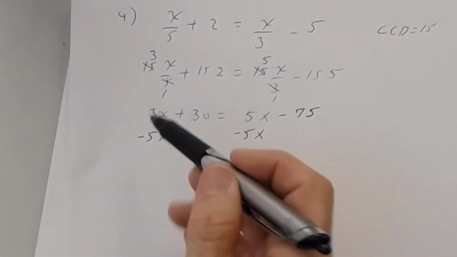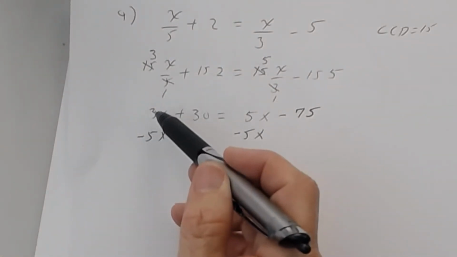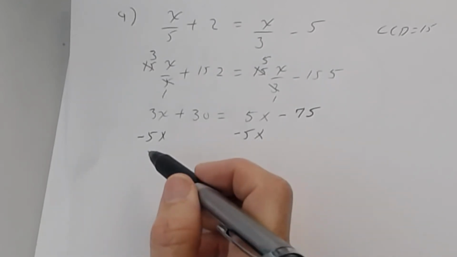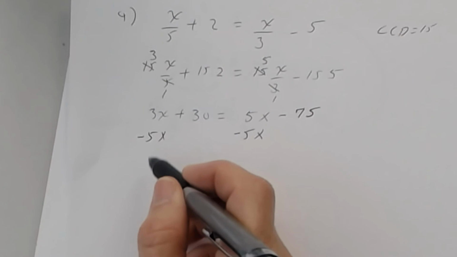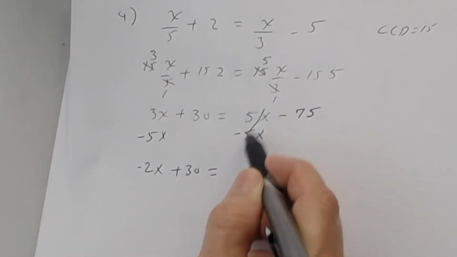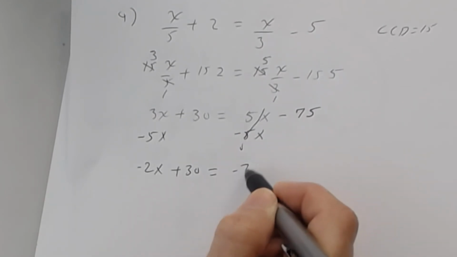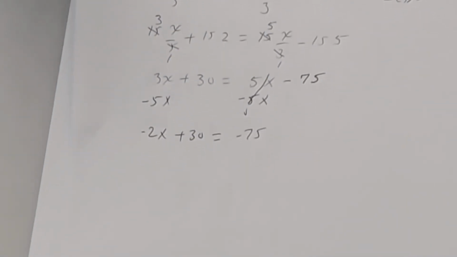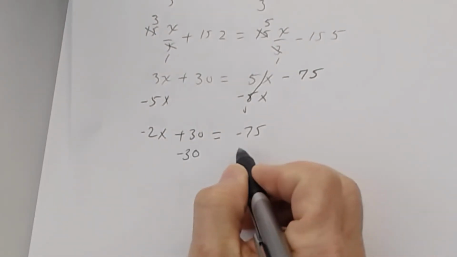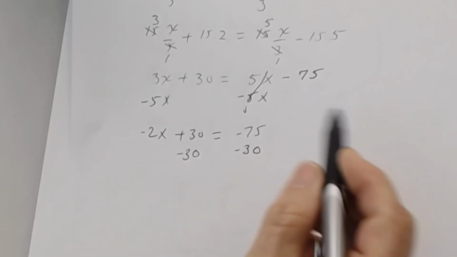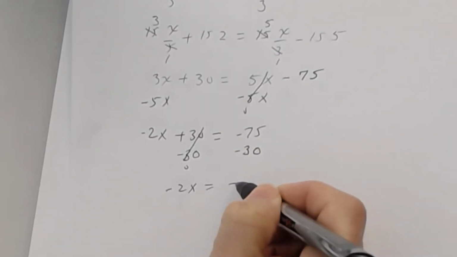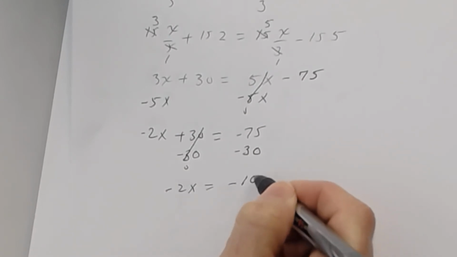Combine like terms. Now this is where some of you are going to mess up. What's 3x and a negative 5x? Negative 2x. Some students will say 2x. That's not correct. It's a negative 2x. Plus 30 equal. This is 0. What's left? Negative 75. A couple more steps and you're done. What's the next step? Subtract 30 from both sides. And so combine like terms. I get negative 2x equal a negative 105.